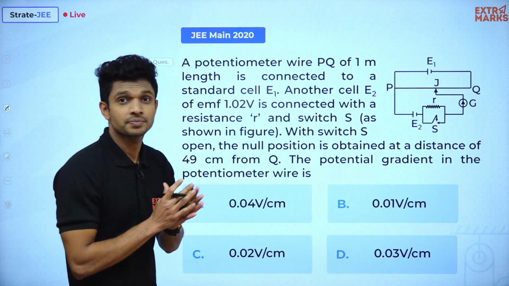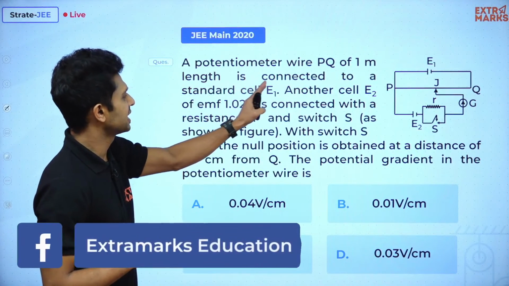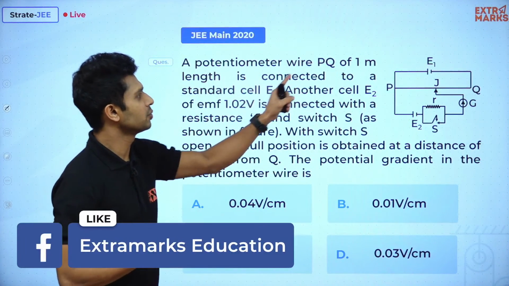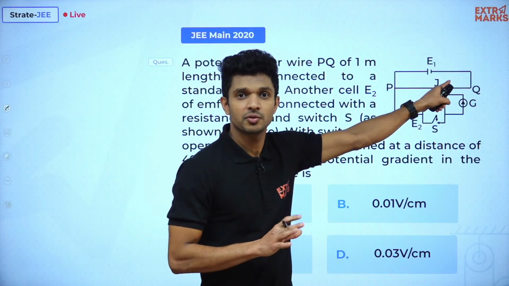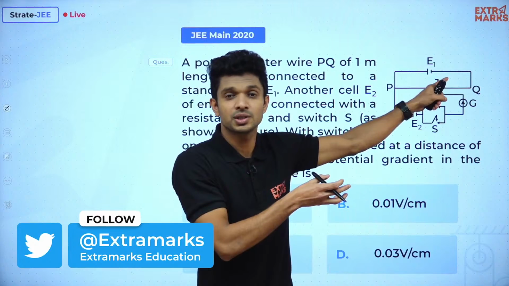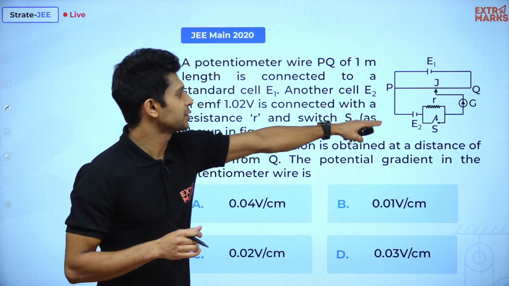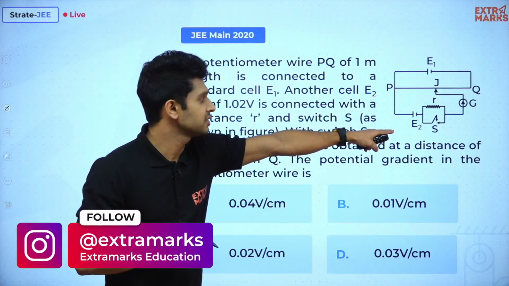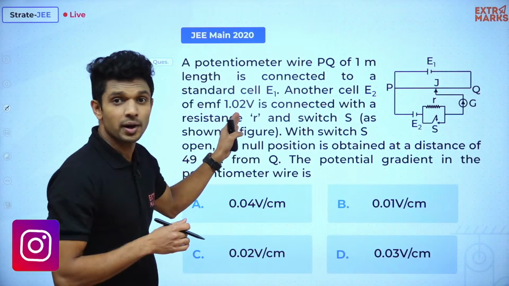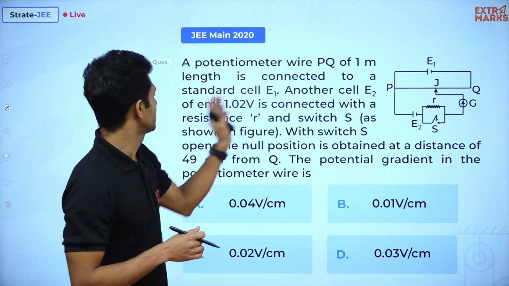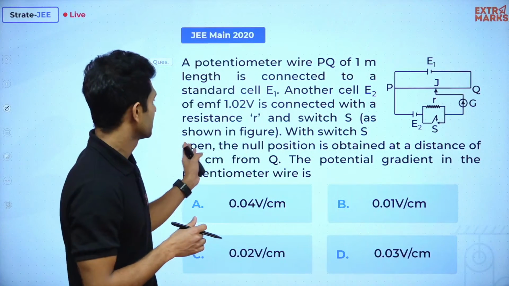So here we go. A potentiometer wire PQ of 1 meter length is connected to a standard cell of E1. I hope you all can see. So this will be forming the primary circuit. We all know primary circuit and secondary circuit are there in a potentiometer. You all have learned it, right? Now another cell E2, which is the cell in the secondary circuit, of EMF 1.02 volt is connected with a resistance R and a switch S, as shown in the figure.